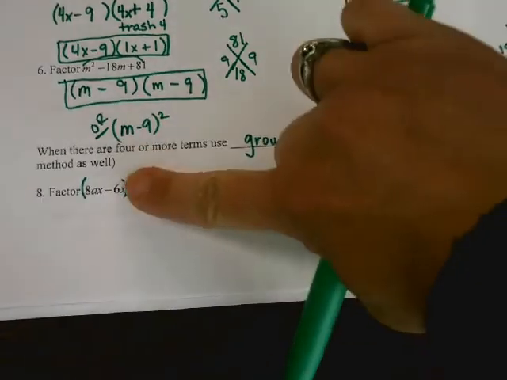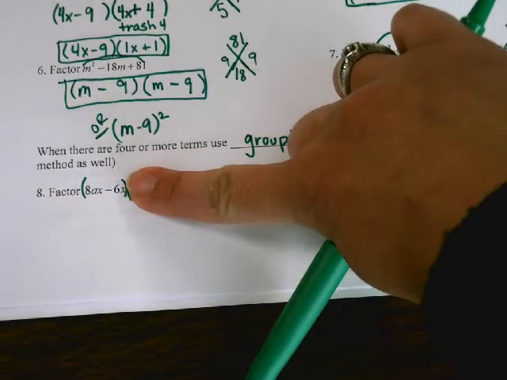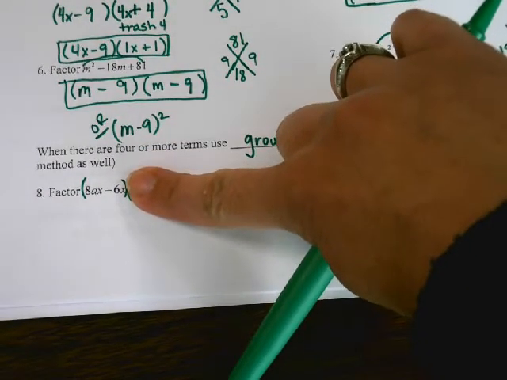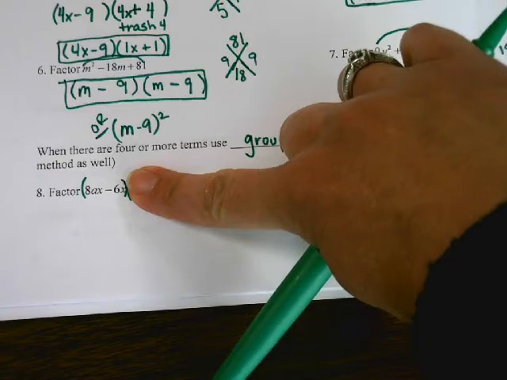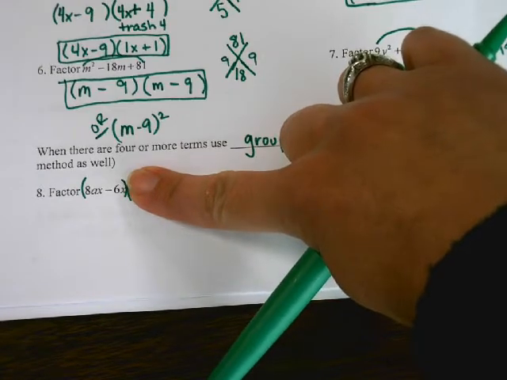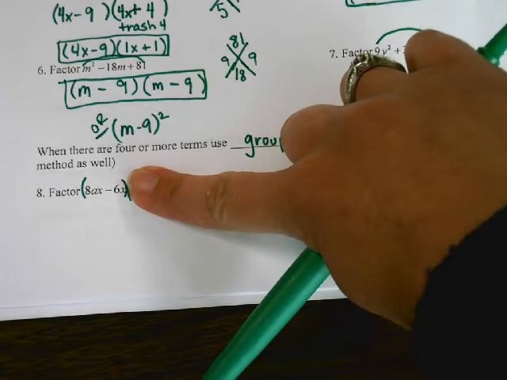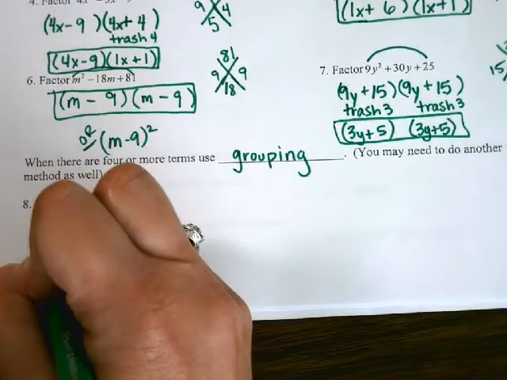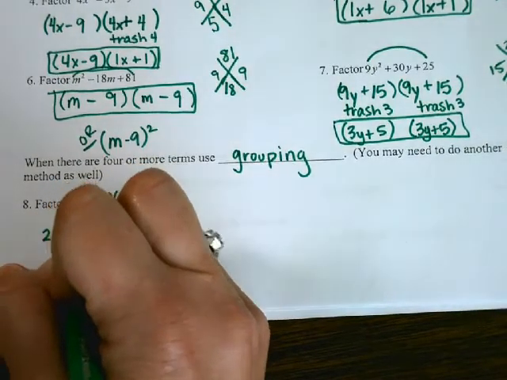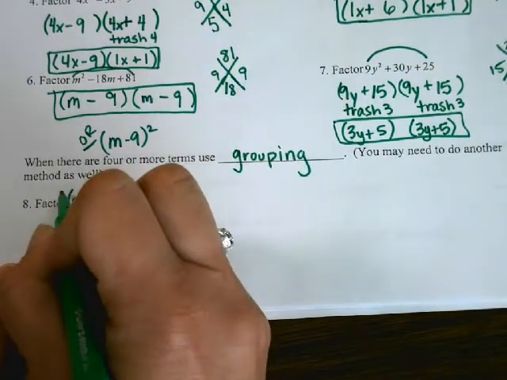Alright, so just look at this guy right here. Do I have something in common I could pull out of 8ax and a negative 6x? 2x, right? Okay, so if I pull a 2x out, I'm left with 4a minus 3, right?